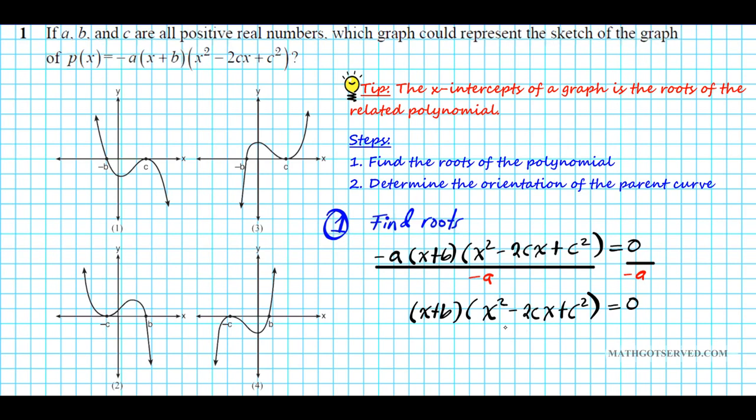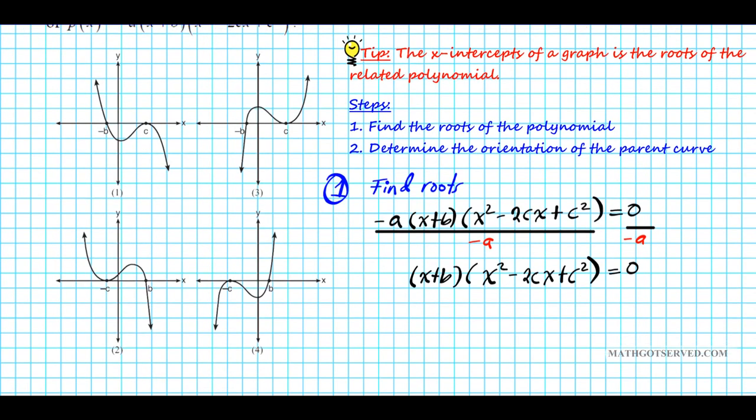All right, so we can solve for two roots. First one, we can set x plus b equal to 0. Or we have x squared minus 2cx plus c squared equals 0, using the zero product property. Now, which of these is easier to solve for x? We can clearly see the first one, okay? So to solve for x here, we'll subtract b from both sides, and we have x equals negative b.